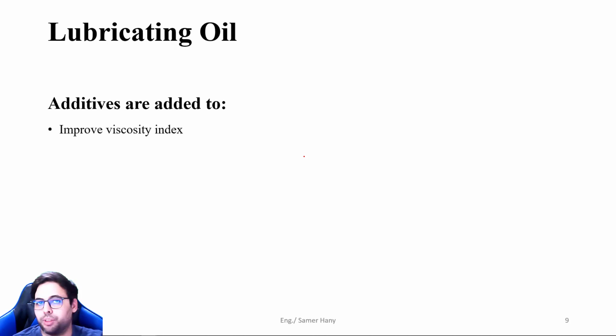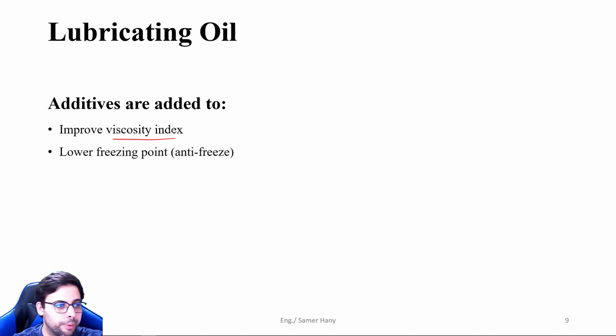So here are the additives that we add to enhance the properties of the oil. First off, we add some additives to improve the viscosity index. This viscosity index just indicates how much the oil viscosity changes with temperature change, and as we mentioned before, we typically don't want this to vary greatly. So the less the variation of viscosity with temperature, the higher the quality of our oil is. Second, some additives to lower the freezing point so that our oil doesn't freeze or solidify at low temperatures.